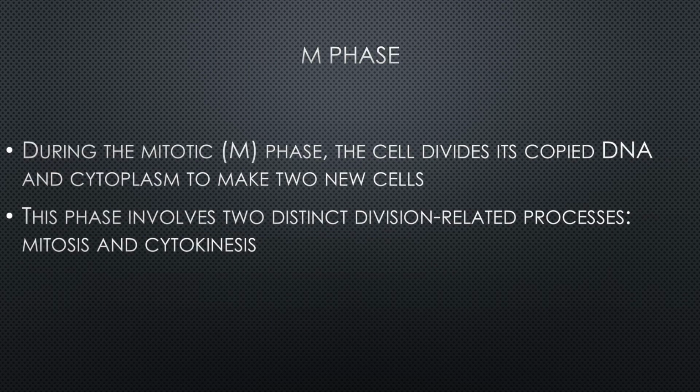Next, the M phase. During the mitotic phase, or the M phase, the cell divides its copied DNA and cytoplasm to make two new cells. This phase involves two distinct division-related processes, which are called mitosis and cytokinesis.